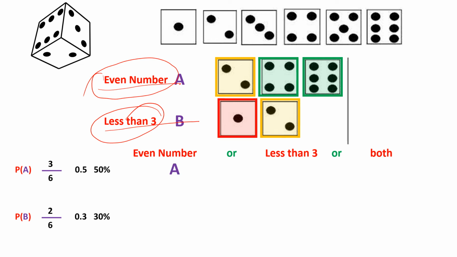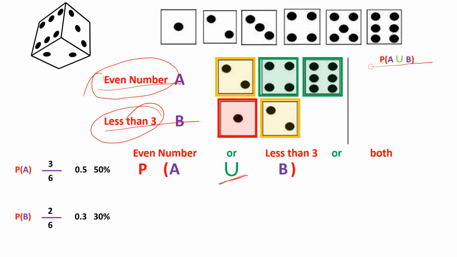Okay, so let's name this A and name this B. Then what are we going to call OR? That is represented by U. So in terms of formula, we're going to say: what is the probability of A union B? This is called union. Now let's try to understand it over here.